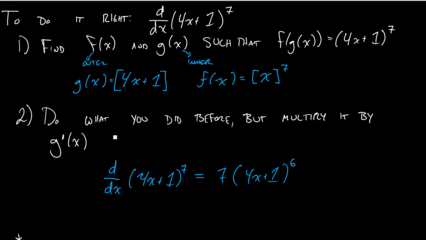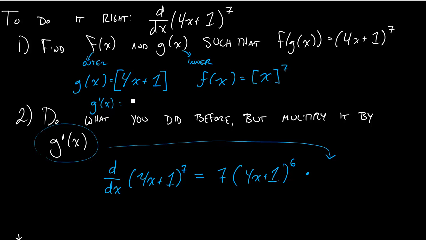to the 6th power, but we're going to multiply it by the derivative of our inner function, right? So we have to do this other part here, where we multiply it by the derivative of our inner function. Now look at g of x. g of x is just equal to 4x plus 1. So g prime of x is going to be equal to, what's the derivative of 4x plus 1? It's actually just 4, right?